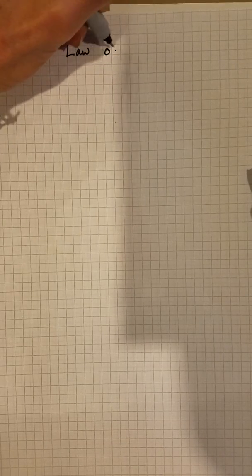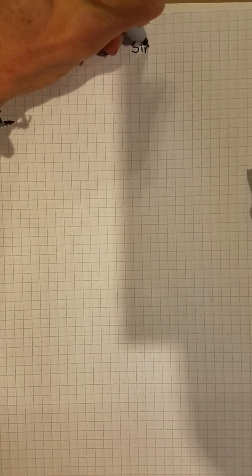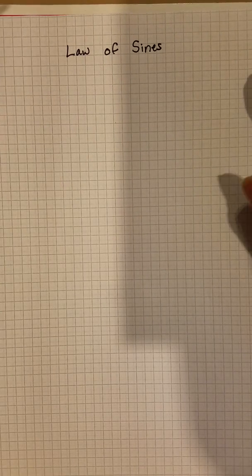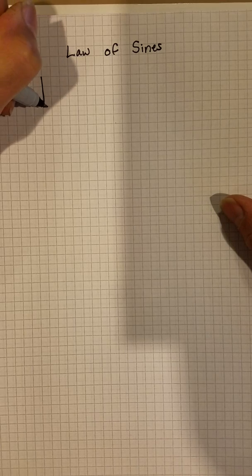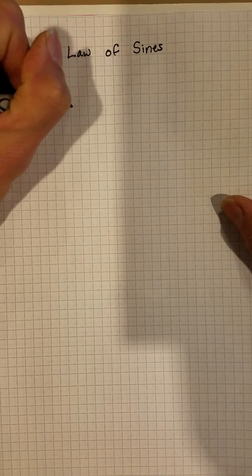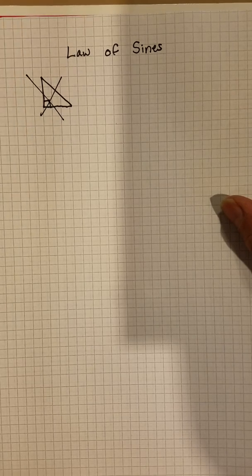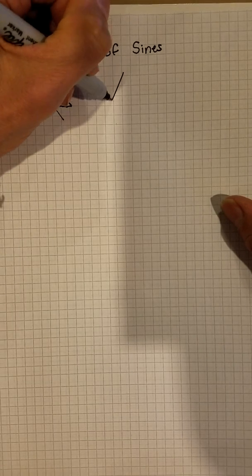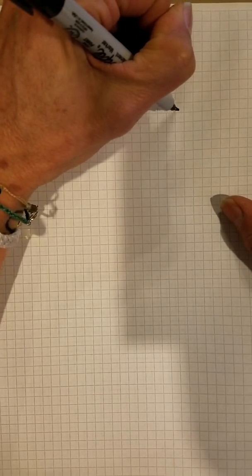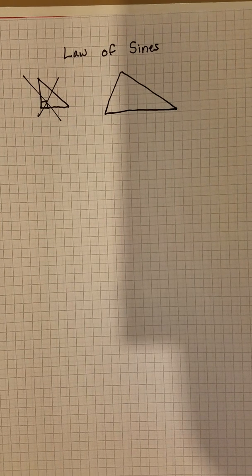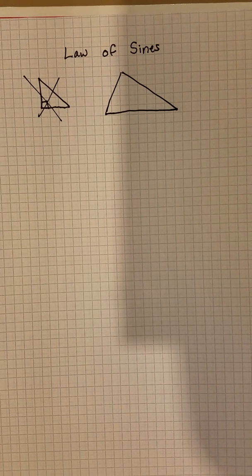So we're going to talk about today something called Law of Sines. And tomorrow we'll talk about law of cosines, but right now, law of sines. Law of sines is pretty cool because you can find missing side lengths and missing angle measures using trig, but you don't need a right triangle. Not required. You can have any type of triangle and solve for a missing side length or a missing angle measure using law of sines.